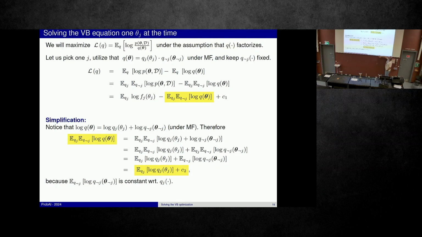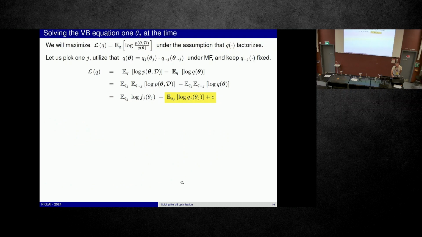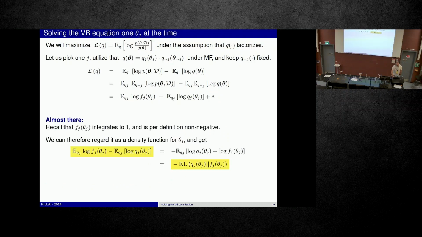And then finally, this last part is just a constant when seen as a function of theta j. It's just a number, right? Call it C2. So then, this double expectation is just that expectation plus a constant. Like this. And now we are almost there.